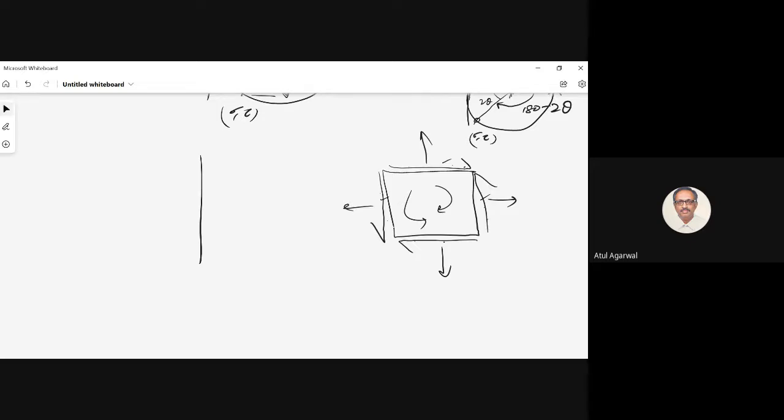Okay. So you will see that this is causing these two fellows, this end is getting pushed in. This end is getting pushed out. So this is the way you will find deformation happening.